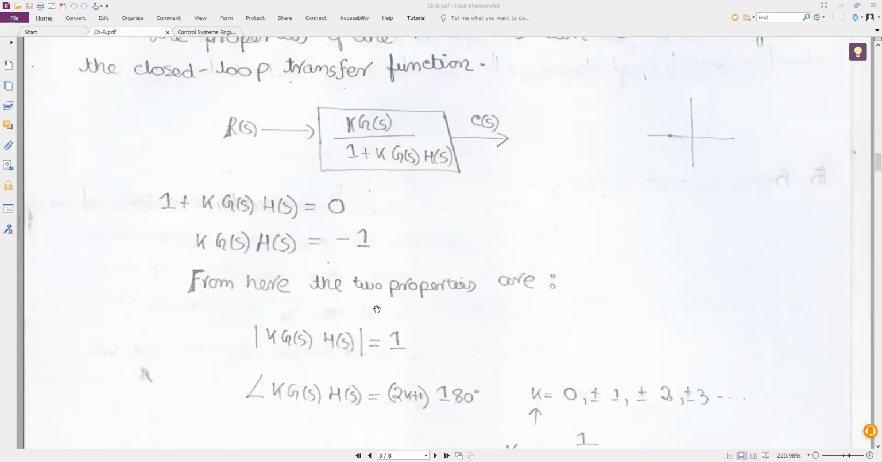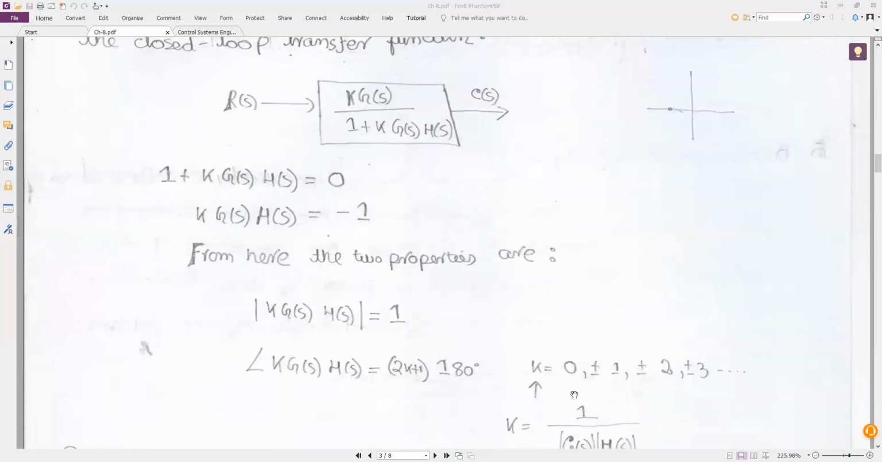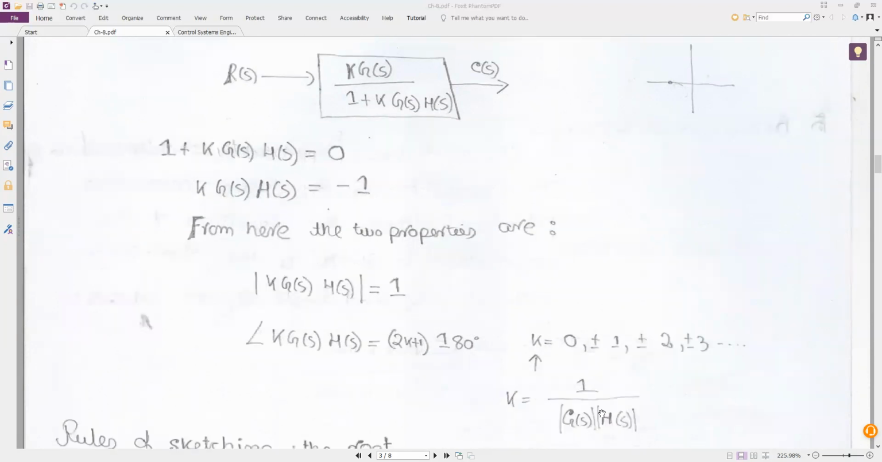Okay. So from here we get two properties. The modulus of KG(s)H(s) would be 1, and the angle of KG(s)H(s) is equal to (2k plus 1) times 180 degrees, where k is equal to 0, plus minus 1, plus minus 2, plus minus 3, and so on. And here we can write k is equal to 1 over |G(s)H(s)|.